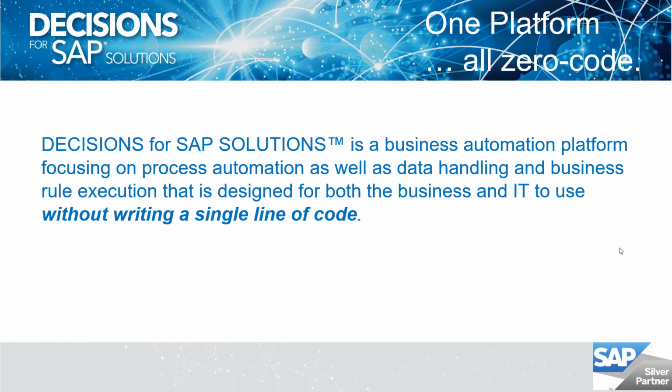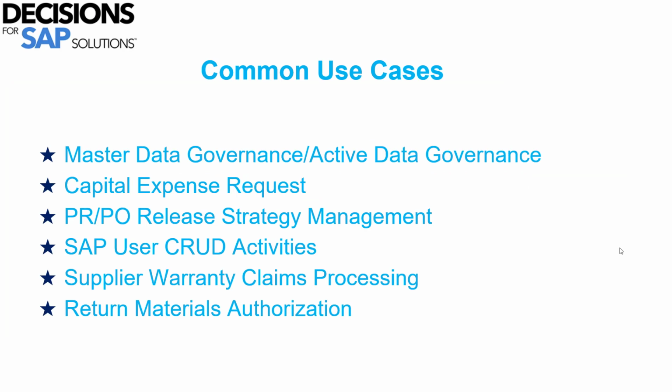Decisions for SAP Solutions is a business automation platform that focuses on process automation as well as data handling and business rule execution. And it's designed for both the business and IT to use, all without writing a single line of code. Now, some common use cases are master data governance and what we call active data governance. We have some videos on that. I won't go into detail.